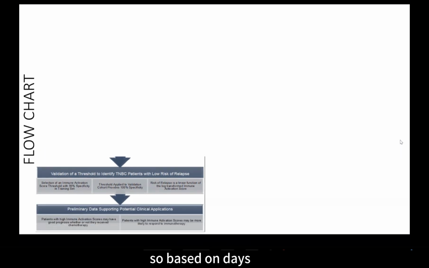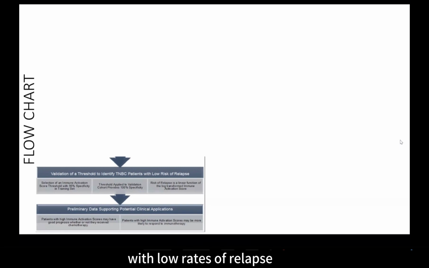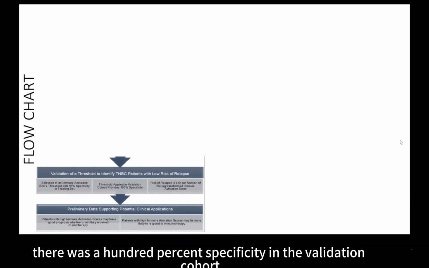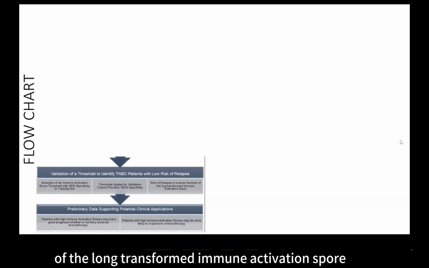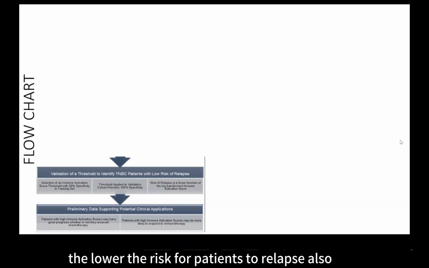Based on this, a threshold was validated to identify TNBC patients with low risk of relapse, selecting an immune activation score threshold with 95% specificity in the training set, the experiment itself, whereas there was 100% specificity in the validation cohort. So the risk of relapse is a linear function of the log-transformed immune activation score. That means the higher the activation score, the lower the risk for patients to relapse.